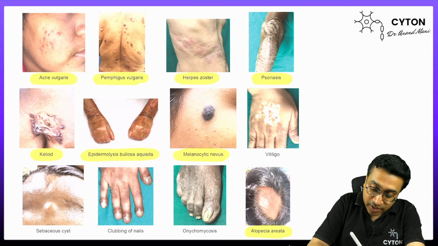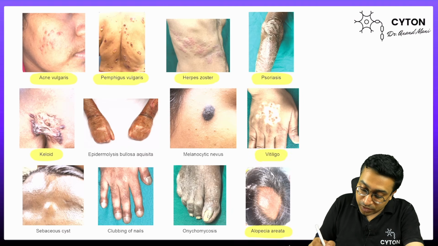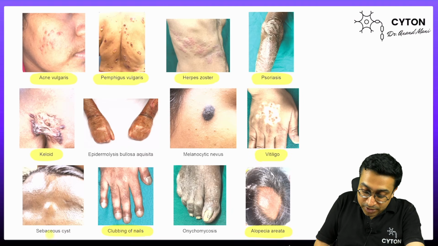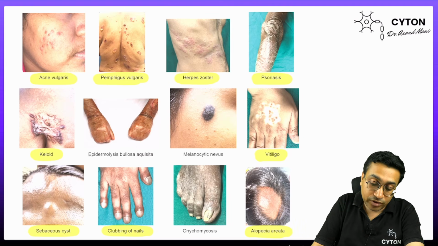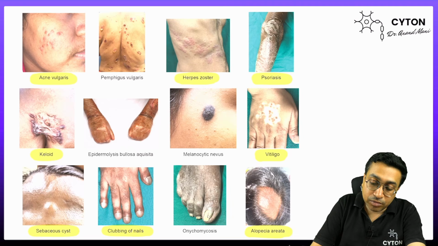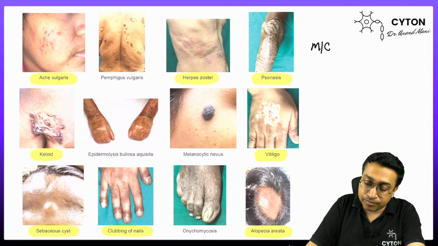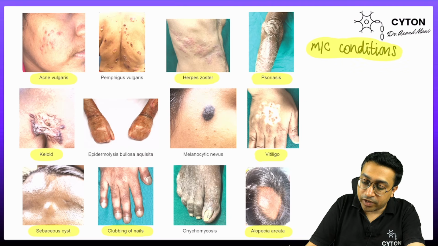Okay, let me just highlight the most important and common ones. Okay, that will give you much more insight. Vitiligo, clubbing, sebaceous cyst. So these are some which you will get to hear more often. Even this pemphigus you will hear. The ones which I have highlighted in yellow are the most common conditions.